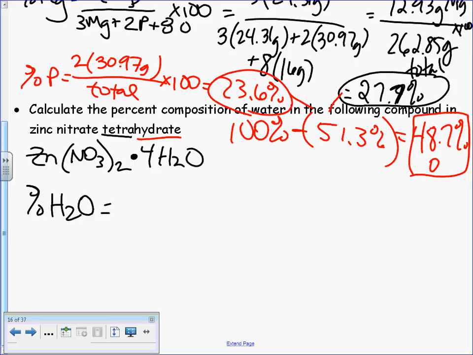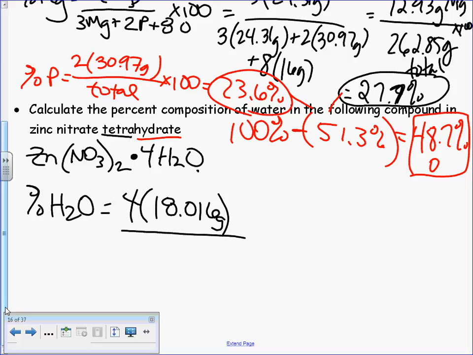To get percent water, it's actually a little easier because we're only getting percent water. We don't have to do that every single element thing. So how many waters are here? 4 waters. What is the mass of water? Add it up. You can probably do that in your head. 18.016. That's because you took 16 for oxygen plus 1 plus 1, so 18, but there's a little bit left over, so it's 18.016. That's the 4 waters over the whole shebang.